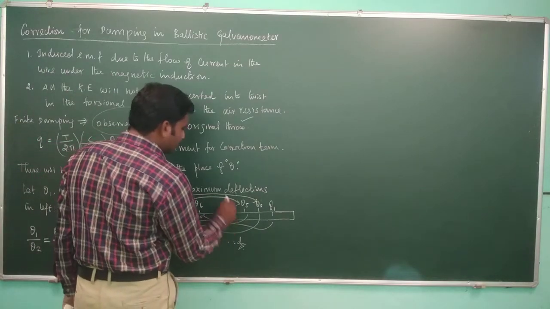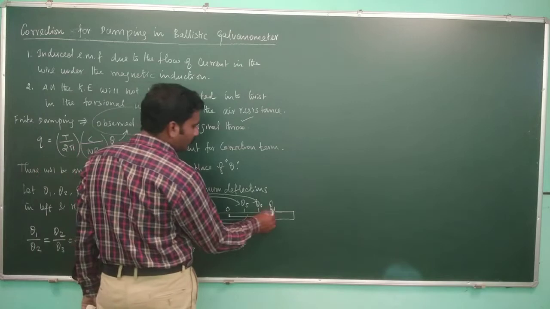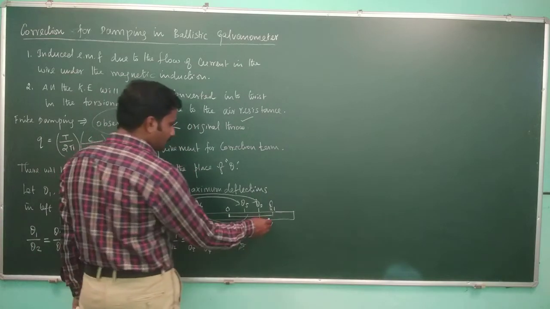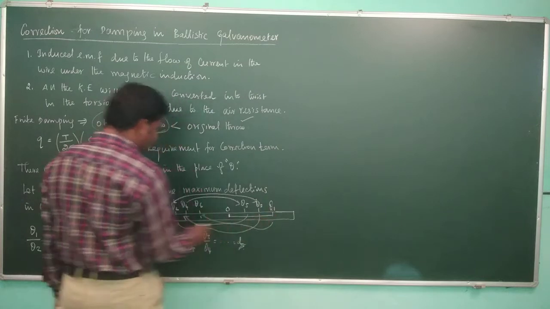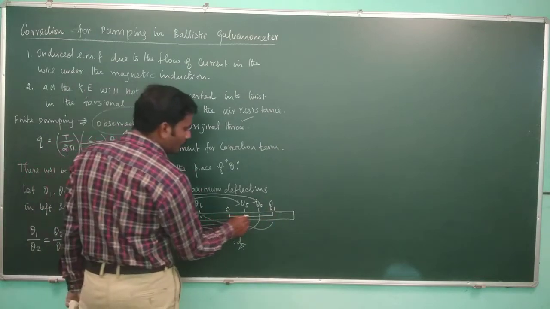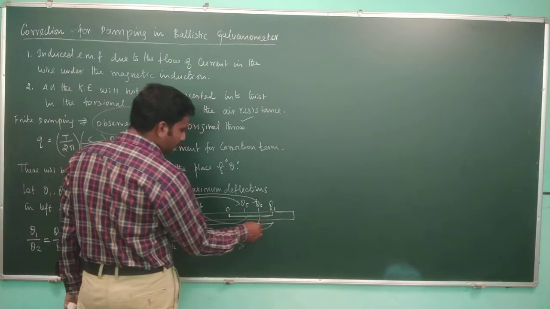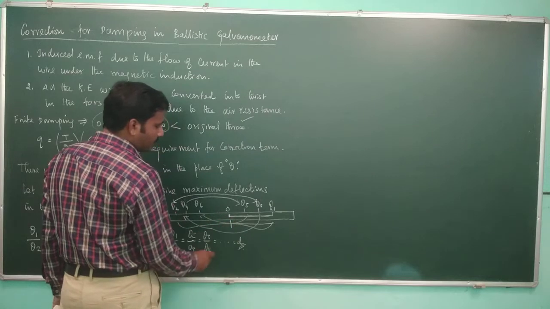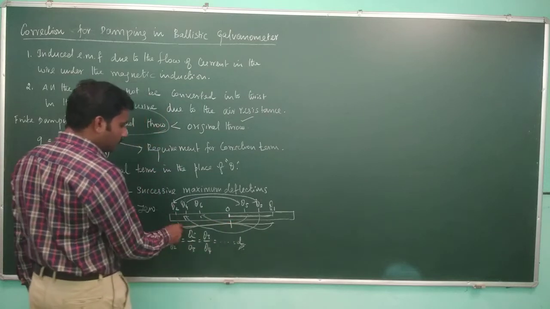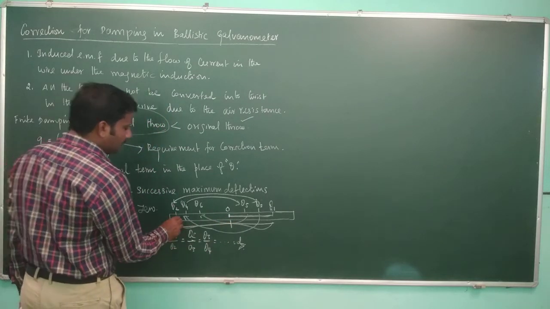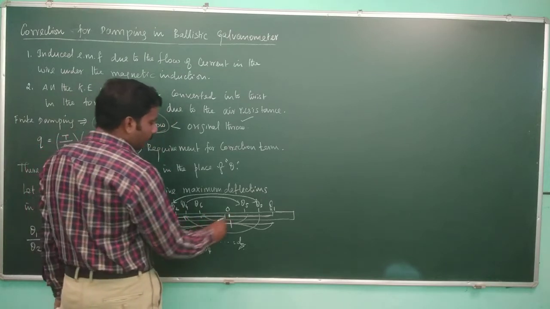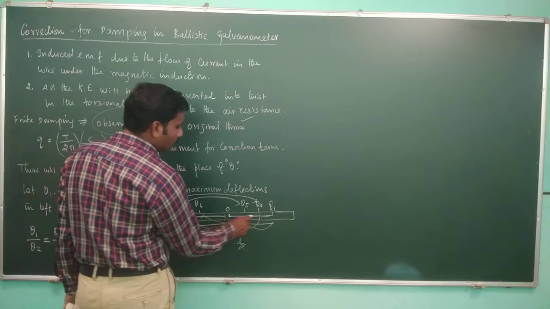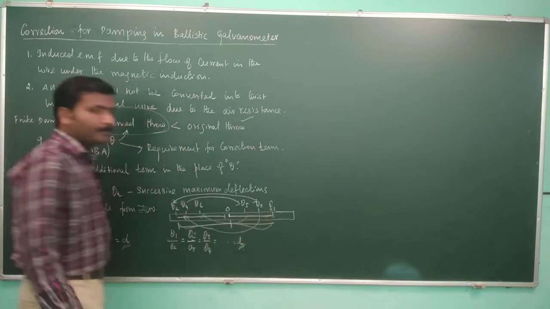From 0 to theta 1, then theta 1 to theta 2. So this is one part of the travel, and this is up to 0, the second part of the travel, then here to theta 2, the third part of the travel, then again theta 2 to 0, the fourth part of the travel, right? If you consider this as vibration, 0 to theta 1 is the quarter part of the full vibration.